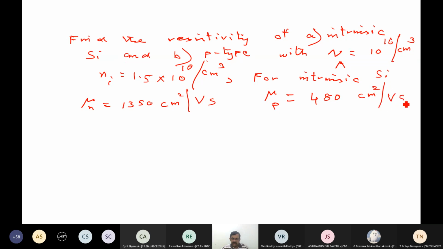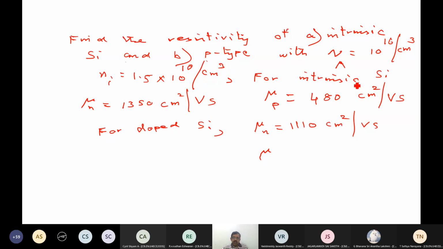We need to do that theory. Basically we need to arrive at an expression for conductivity and resistivity. That's what I'm saying, the theory. For doped silicon, mu n, look at the number here, is 1110 centimeter square per volt second. Mu n is the mobility of electrons for doped silicon.